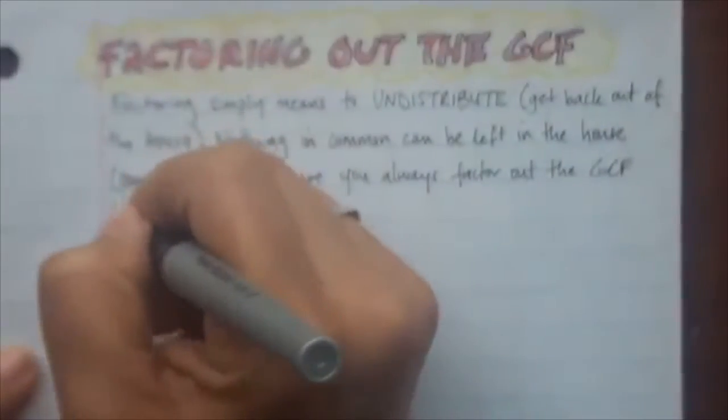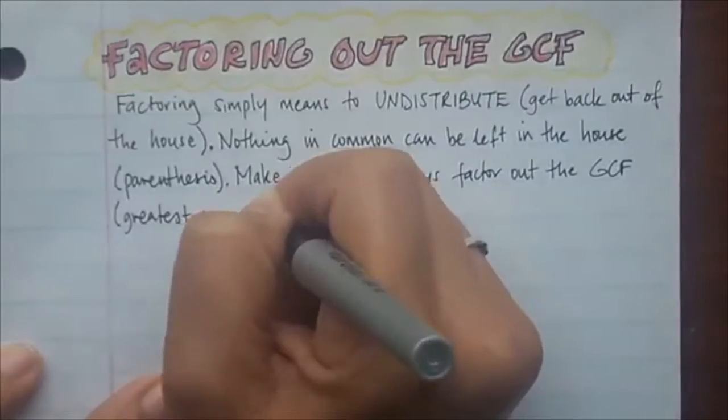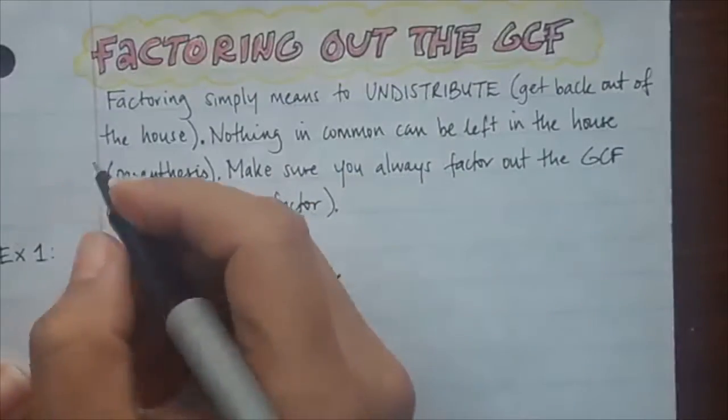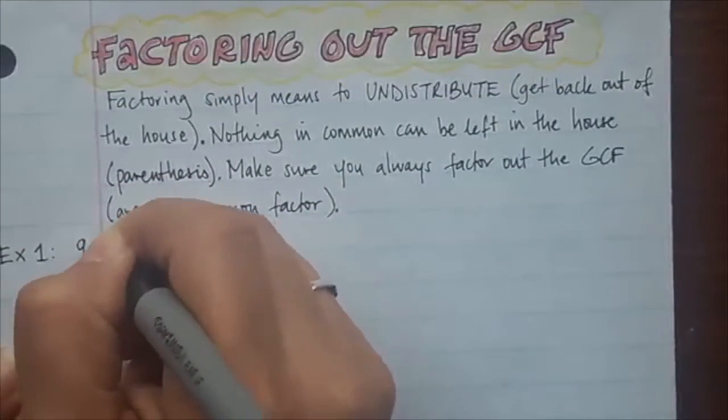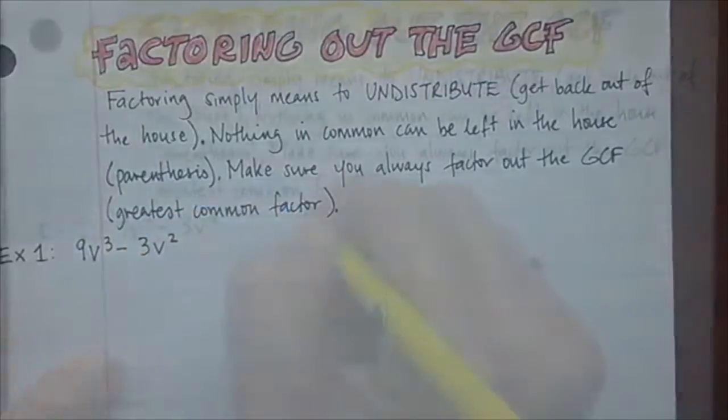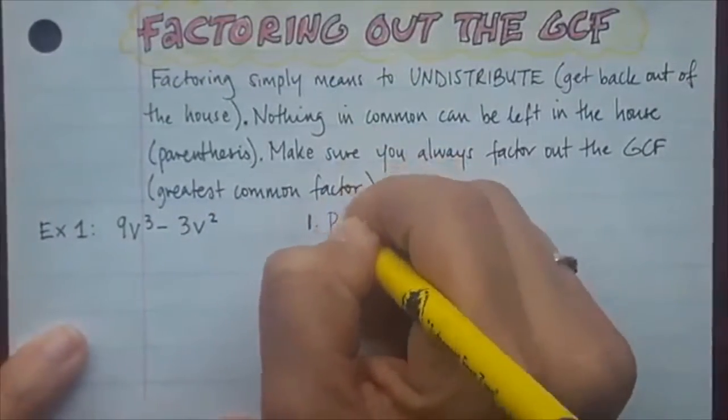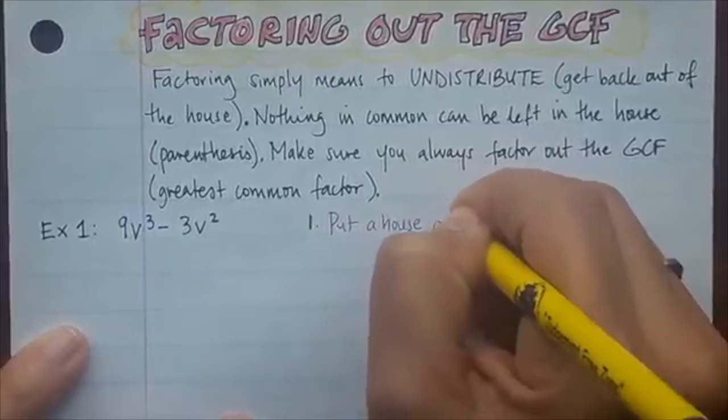This is a listening check. Underline the word undistribute. Now, let's take a look at an example. Let's say you had 9v cubed minus 3v squared. All right, first thing you need to do is put a house around the entire question.